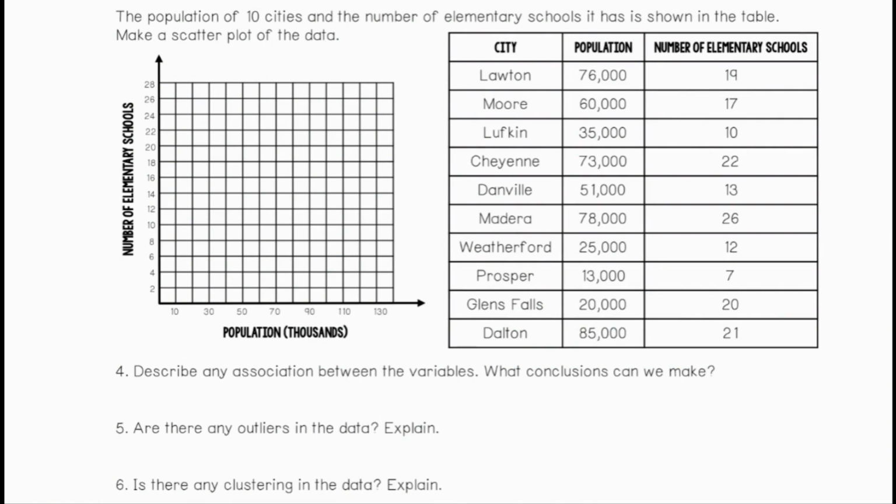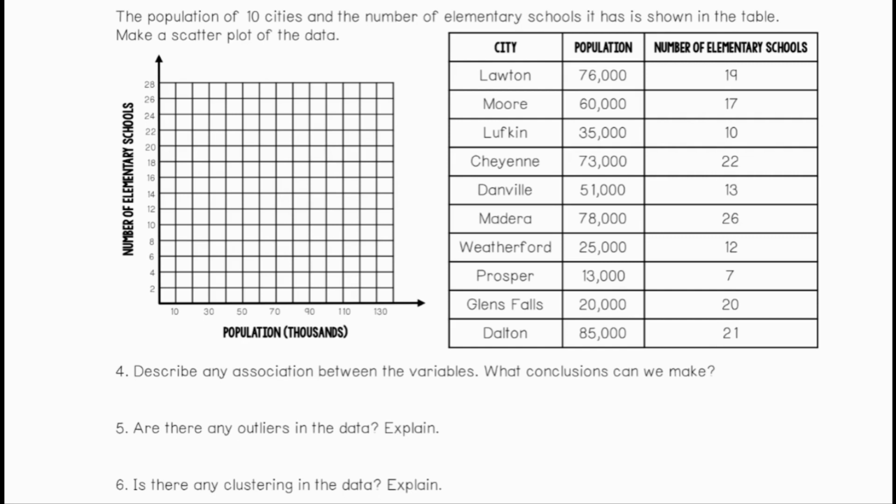So my x-axis, I'm going to label the population. I'm going to count each box by 10,000. And then my y-axis, I'm going to call the number of elementary schools, and I'm going to label each box by 2. So each coordinate, population would be x, and number of elementary schools would be y.